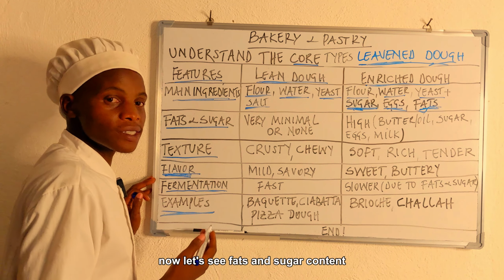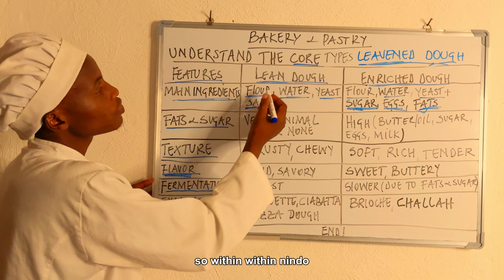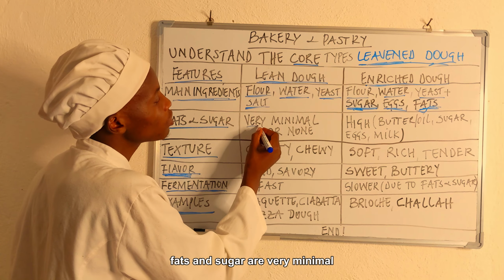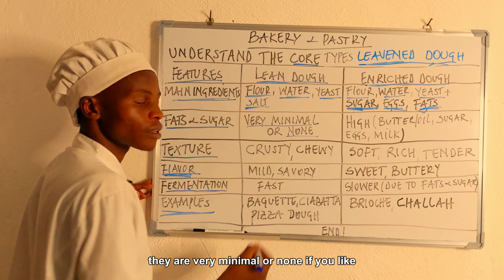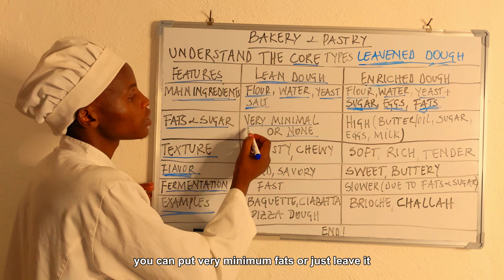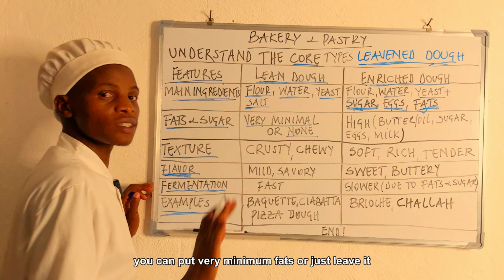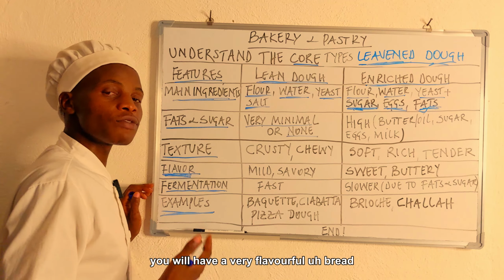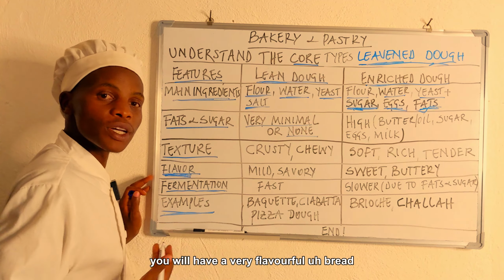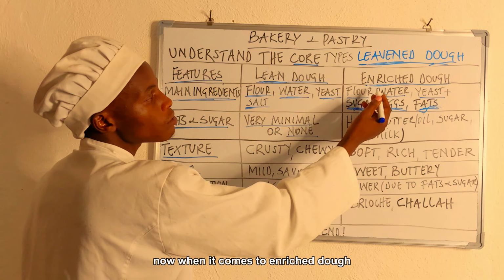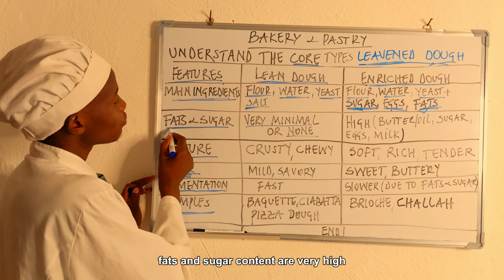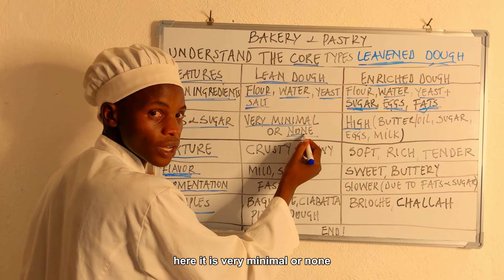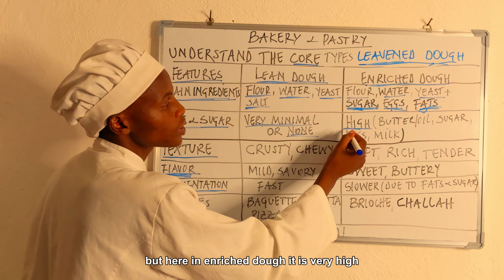Now let's see fats and sugar content. Within lean dough, fats and sugar are very minimal or none. As a baker, you can put in very minimal fats or just leave it out, no problem. As long as you have these basic ingredients, you will have a very flavorful bread. Now, when it comes to enriched dough, fats and sugar content are very high. Here in lean dough it is very minimal or none, but in enriched dough, it is very high.